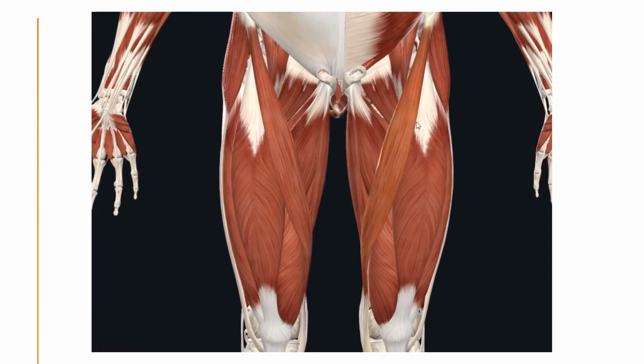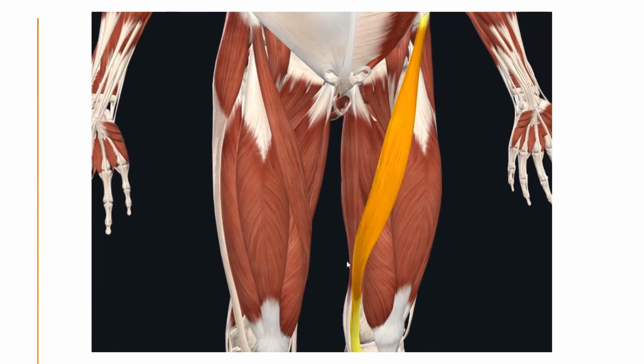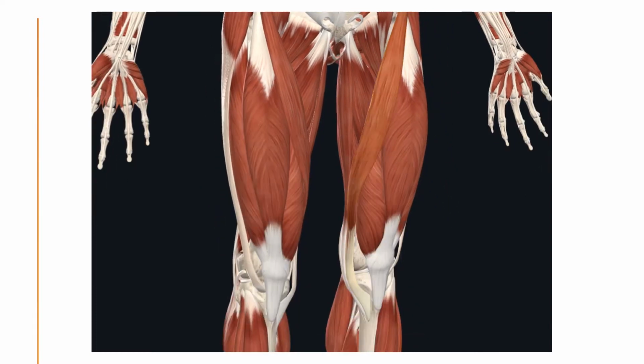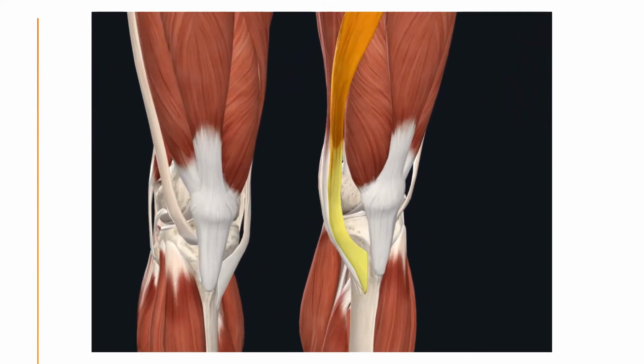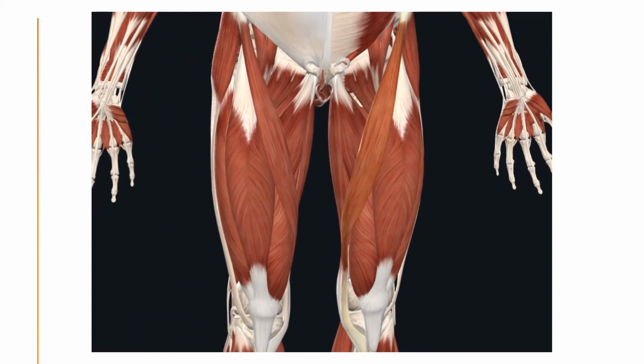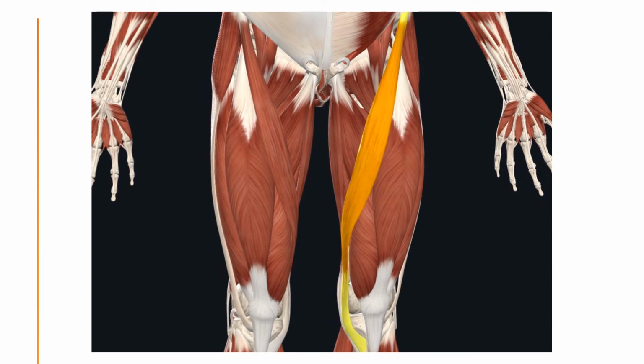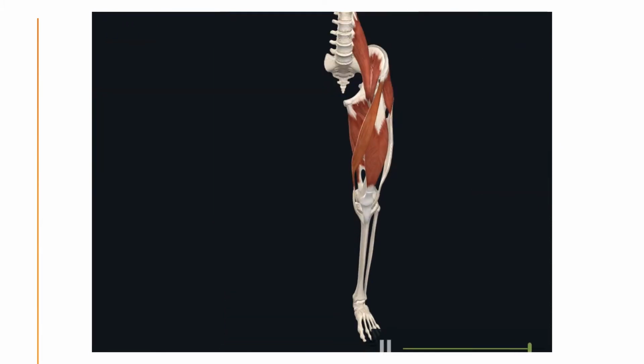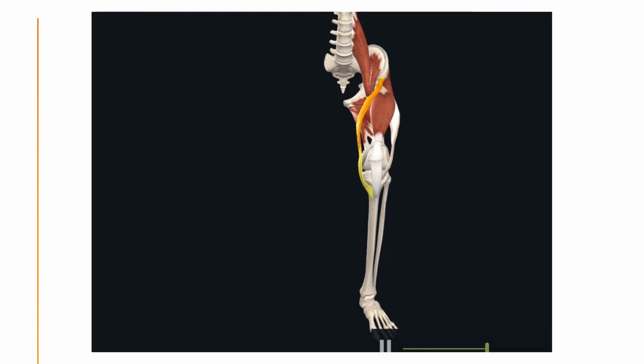And so you can see it's going to kind of cross along and enter on the medial side of the leg and is going to insert on the actual tibia. So again, this is the sartorius. Here we have the sartorius flexing the thigh.